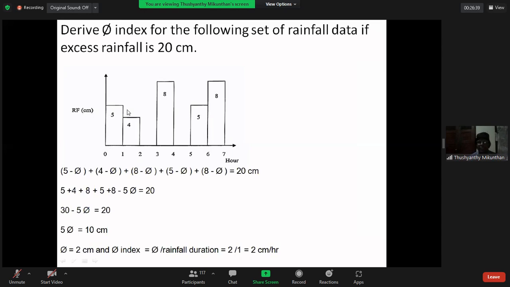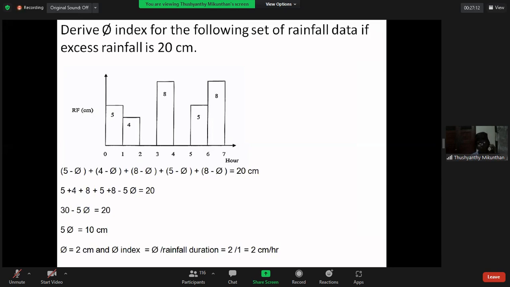Here see, this is 5 centimeter. 5 minus phi plus the second rainfall 4 minus phi, again the third rainfall 8 minus phi, then the fourth rainfall 5 centimeters, so 5 minus phi plus 8 minus phi is equal to 20 centimeters. So calculate it.